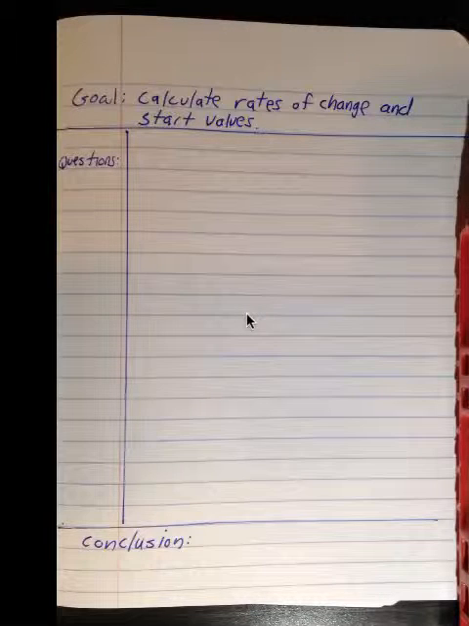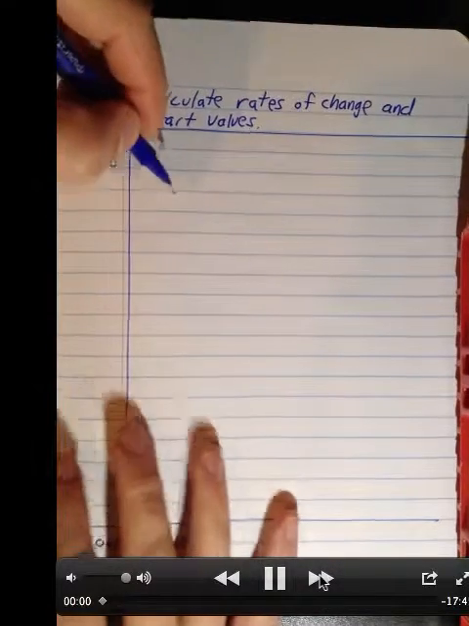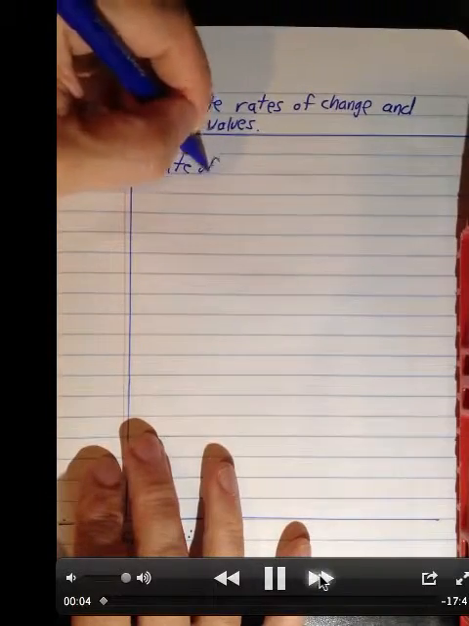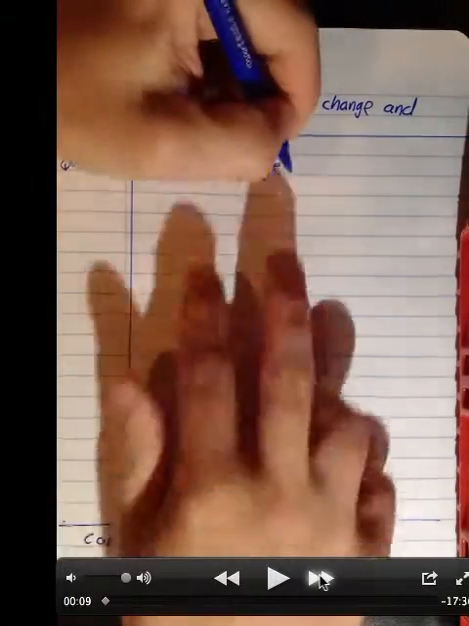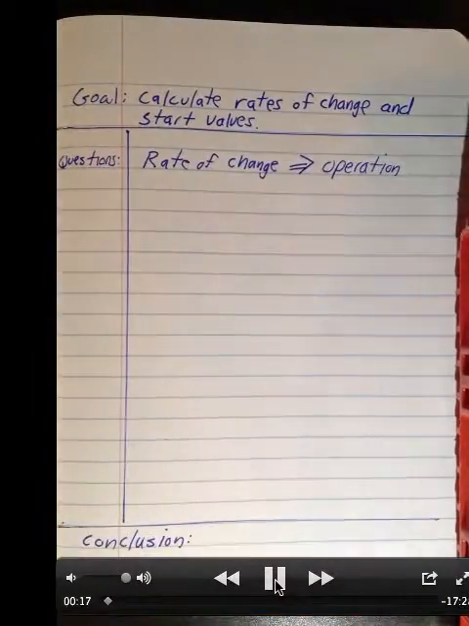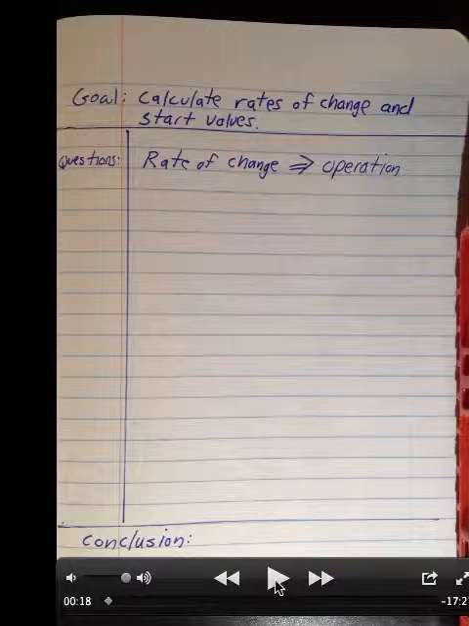Change and start values. We're on page 61, which is lesson 2.4 in your book. And rate of change is what we have called the operation so far with recursive routines. We're just going to change our vocabulary a little bit, but the idea is the same. So now when we say rate of change, we mean the same thing as operation.